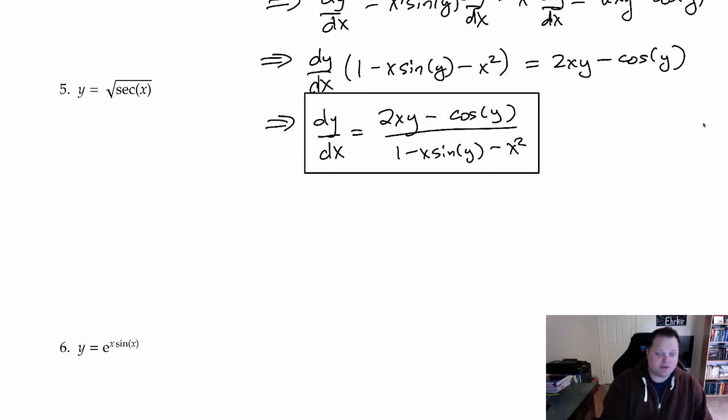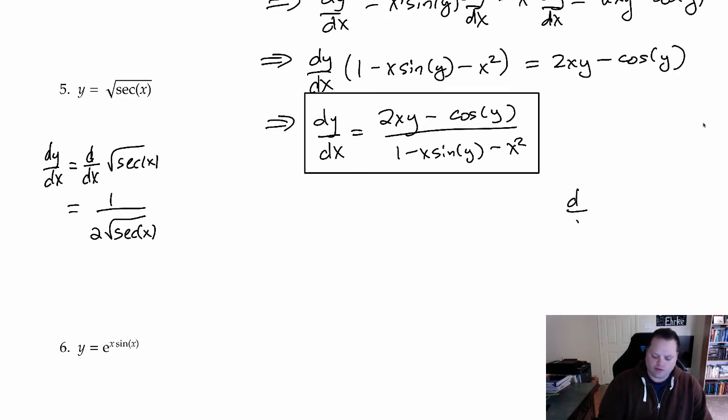Okay, next up is the square root of secant. This is a chain rule problem. My outer function is the square root, my inner function is secant. So the derivative of the square root of secant, the outer function is 1 over 2 times the square root of secant. That's how you differentiate a square root. Remember, the derivative of the square root is 1 over 2 times the square root of whatever's inside it. So if there's a secant inside it, it's 1 over 2 times the square root of secant, like we have here. But then because there was secant inside of it, I have to multiply by the derivative of secant.